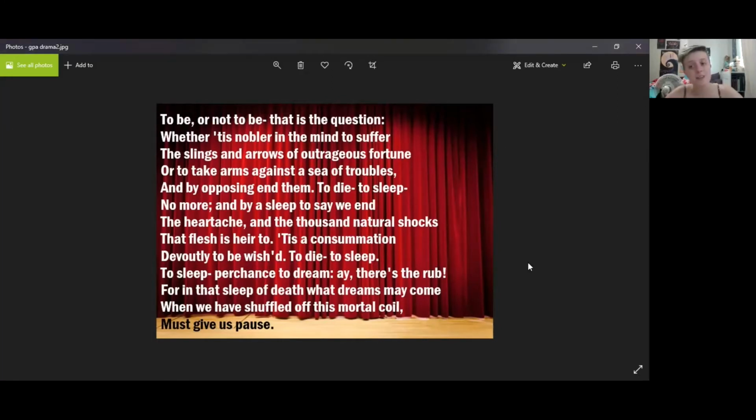And here is my interpretation of the first lines of To Be or Not to Be from Hamlet, Act 3, Scene 1.